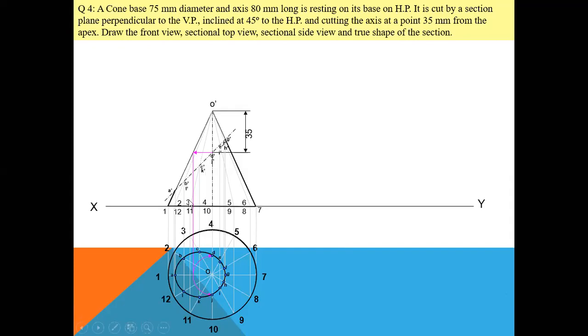Fine. Next I need to draw the true shape of the section. I think Abhishek sir has told you in the theory that if I want to get the true shape of any cut object, I will get that true shape only if I look at right angle to that section plane line. Yes or no? Since I am cutting this object at an angle of 45 degree, I will get the true shape only if I see this object from this section plane line at an angle of 90 degree. Yes or no?